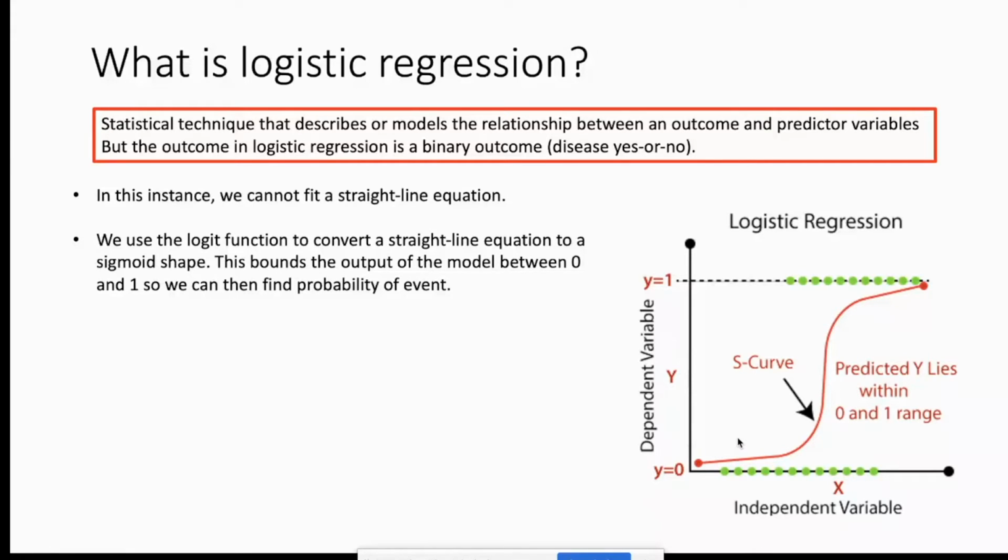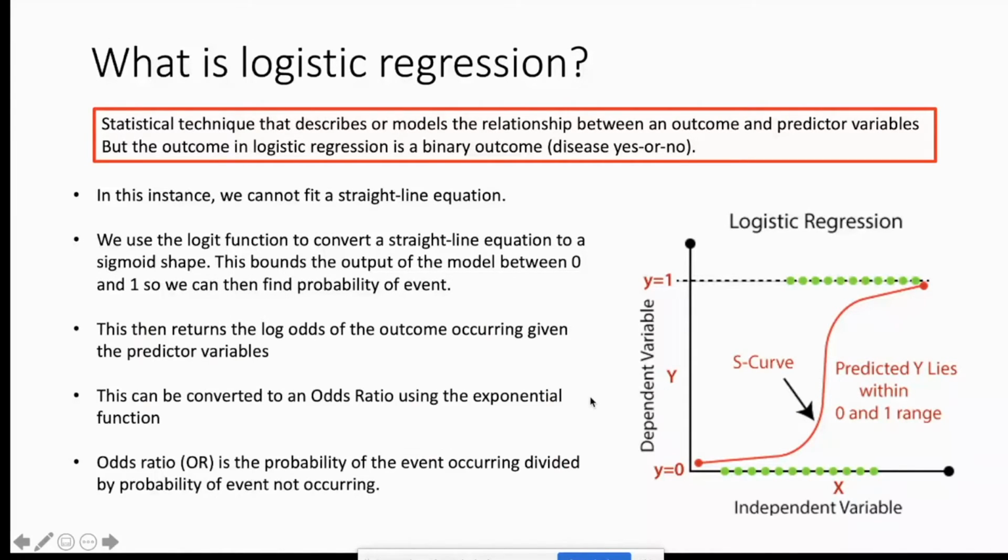We use a logit function to fit a sigmoid shape curve. Okay, and this shows essentially the new equation, and this bounds the output of the model between 0 and 1. And the importance of that is that this means that we can use this as almost like a probability, the probability of the dependent variable outcome being 0 or 1. So that shows that it lies within the range of 0 and 1.